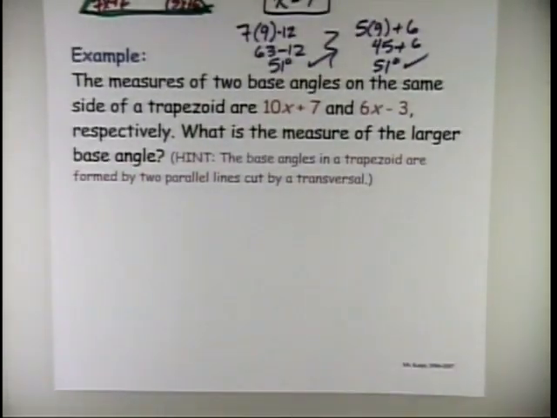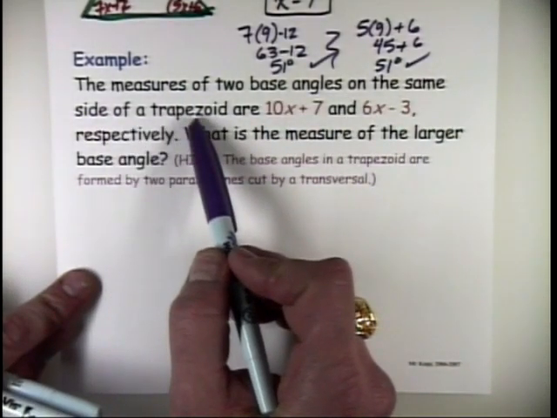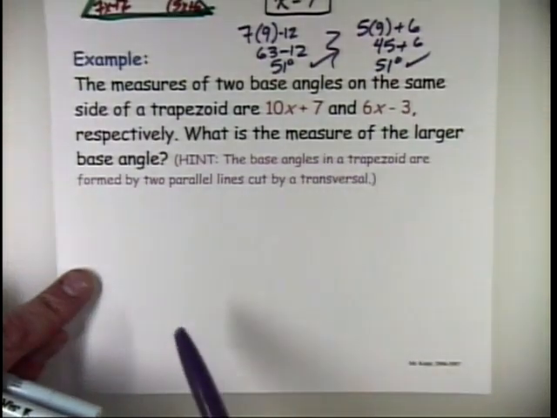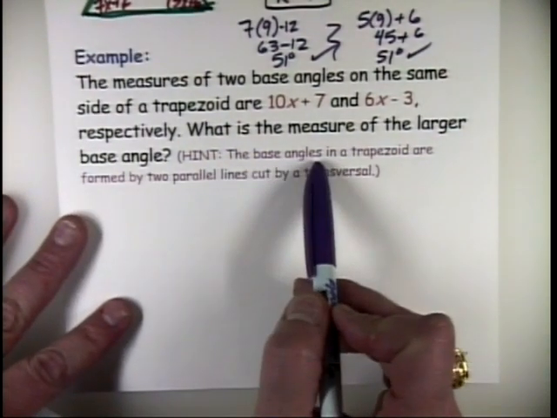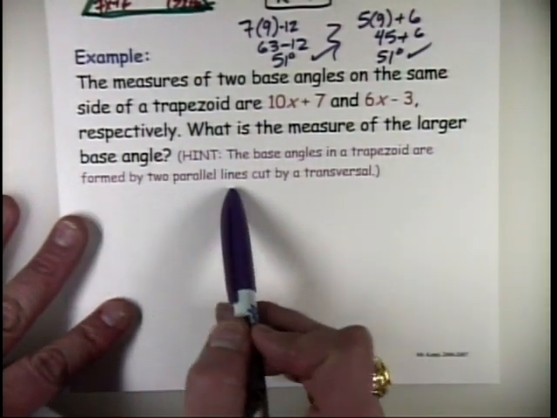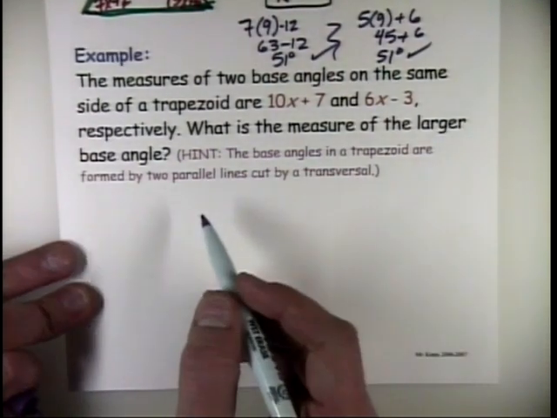All right, another example. The measures of two base angles on the same side of the trapezoid. Okay, that's a little bit different. Are 10x plus 7 and 6x minus 3 respectively. What is the measure of the larger base angle? And there's a little hint here. The base angles in a trapezoid are formed by two parallel lines cut by a transversal. Wow. That's from a previous show.